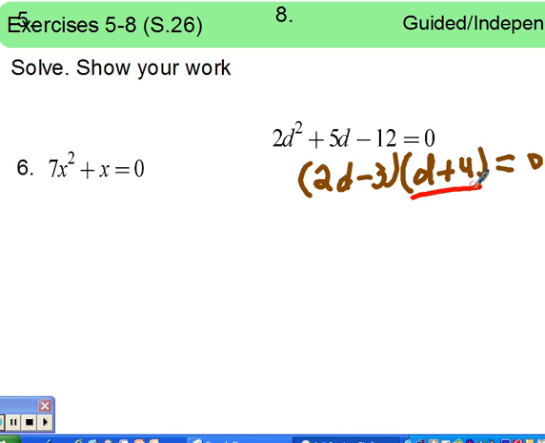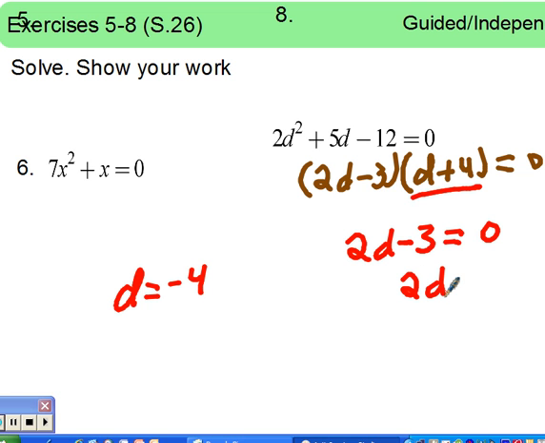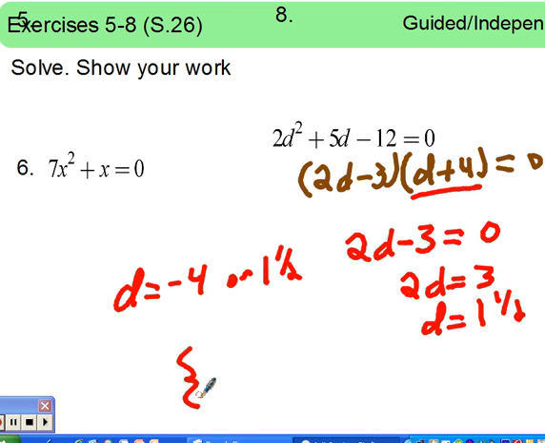So when is this equal to 0? When d equals negative 4. That's obvious. When is this equal to 0? Let's see. Add 3 to both sides. You get 2d equals 3. Divide both sides by 2. You get d equals 1.5. So d equals negative 4 or 1.5. Well, my solution set is negative 4, 1.5.